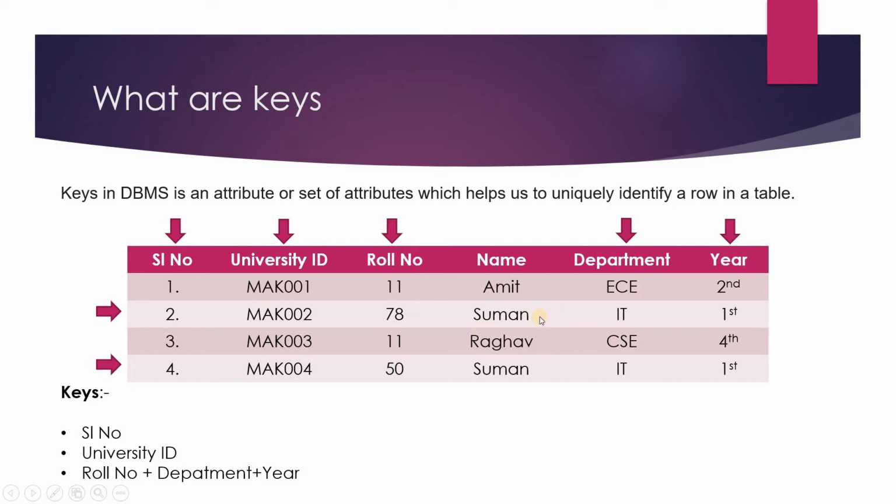Similarly, in this case, we can pinpoint that it is Raghav if it is roll number 11 of CSE department and fourth year. So these three individually cannot act as a key, but if we combine these three, they can help us to uniquely identify a row in a table, so they can also act as a key for us.